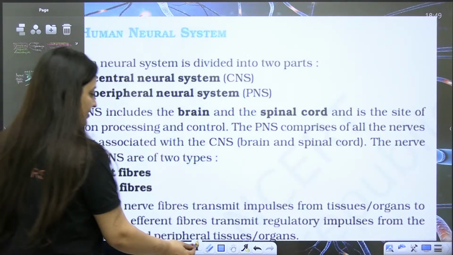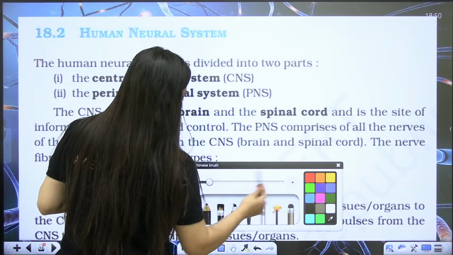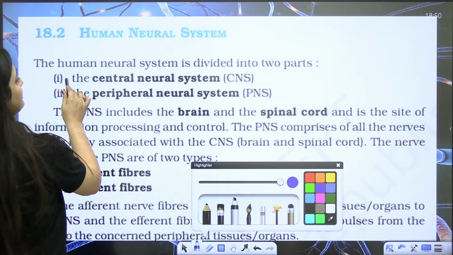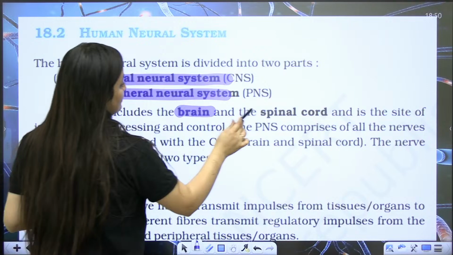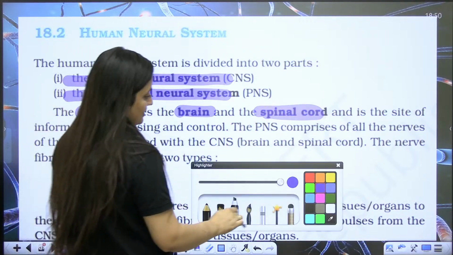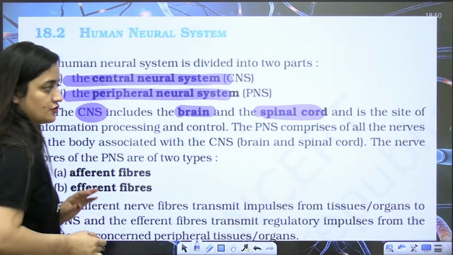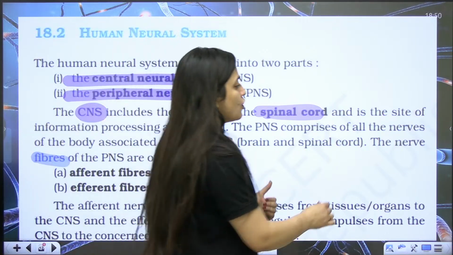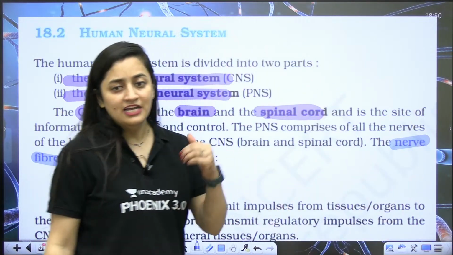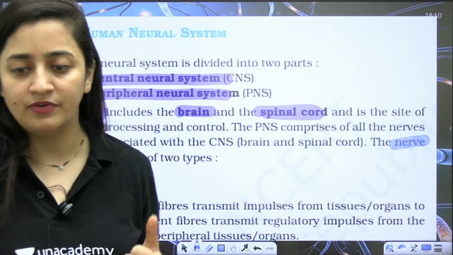The same thing is given in the NCERT here. You can see the central nervous system and peripheral nervous system. CNS will have brain and spinal cord. It is a very easy question, but they ask it in the NEET examination. And when you talk about the nerve fiber, don't worry, I'll tell you the difference between a neuron, nerves and nerve fibers. One by one we will discuss it.